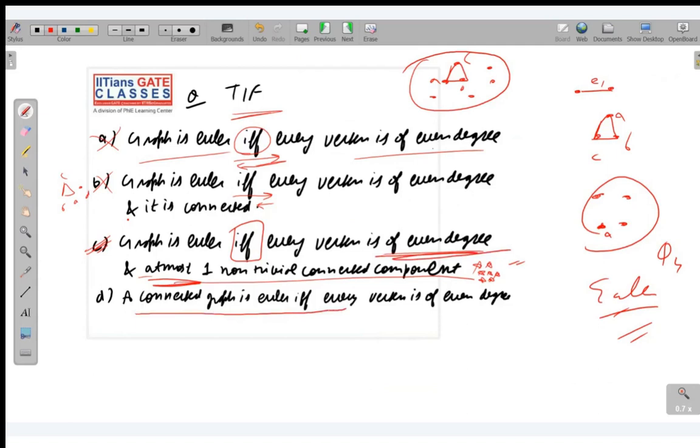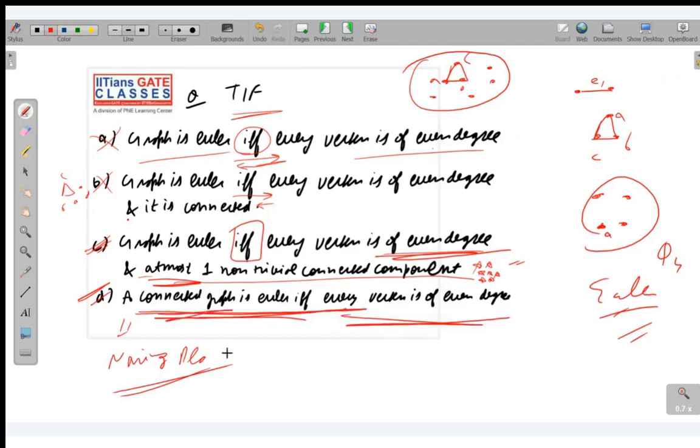Next, a connected graph is Euler. This is your Narsingh Deo book statement. They can ask from the Narsingh Deo book. So what they are saying is, a connected graph is Euler if and only if every vertex is of even degree. They are saying that we have a connected graph, so directly or indirectly they are saying at most one non-trivial connected component. So you have to prove it like this also.